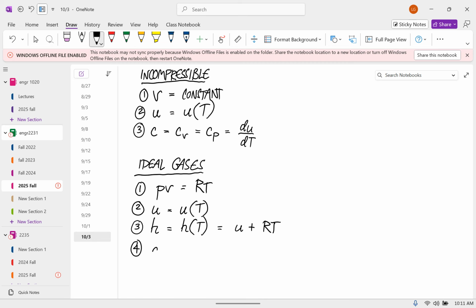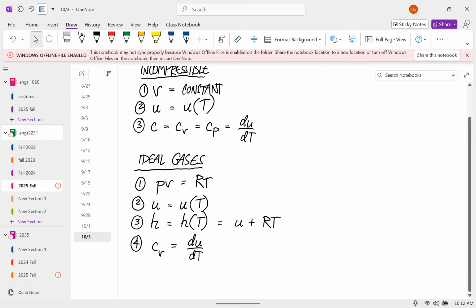And now for the specific heats, they're not the same anymore, but they are both simplified. So the constant volume specific heat is dU dT. So that has the same definition as both specific heats for incompressible. And then the fifth one is the constant pressure specific heat is CV plus that particular gas constant, that constant for the gas that we're using.